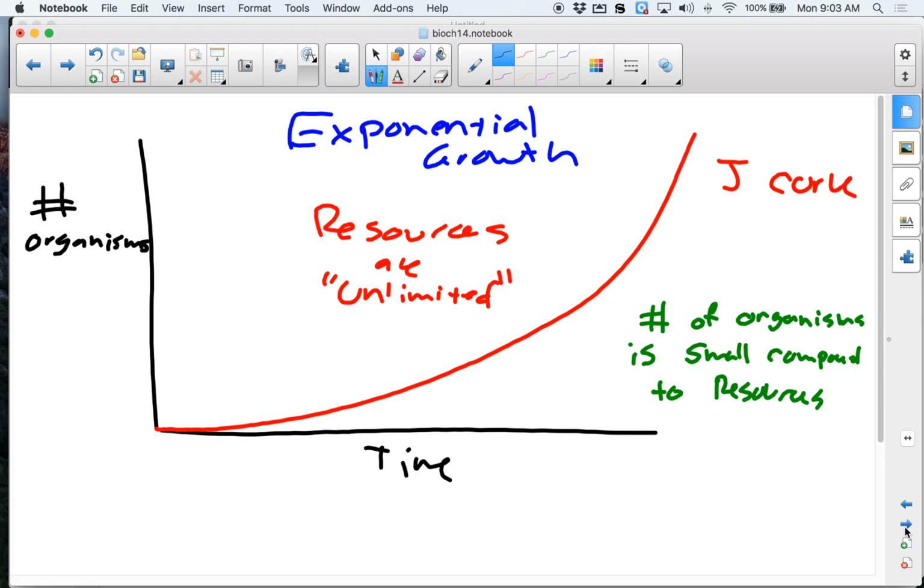Now, as far as growth goes, there's two different models. The first one we're going to look at is exponential growth. Okay? And yes, it would probably be a good idea to sketch this out. So, have you studied exponential growth in math yet? Yep. It's fun, isn't it?